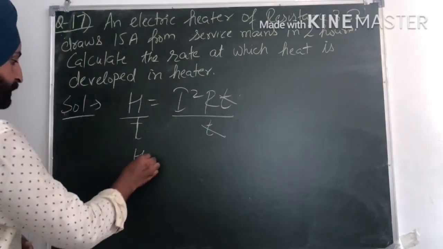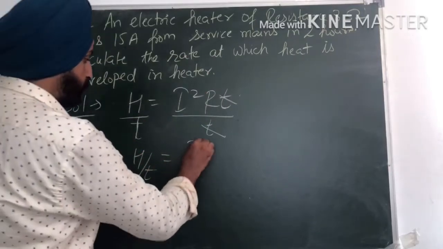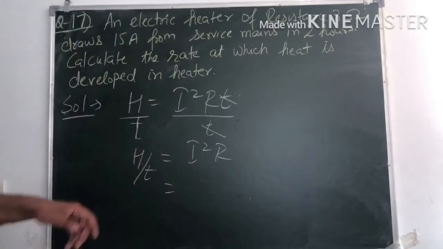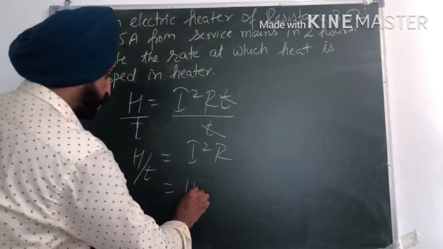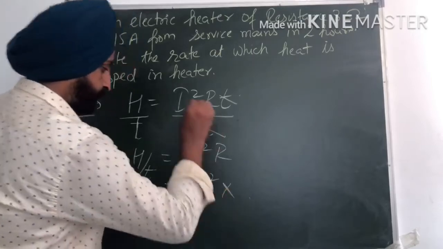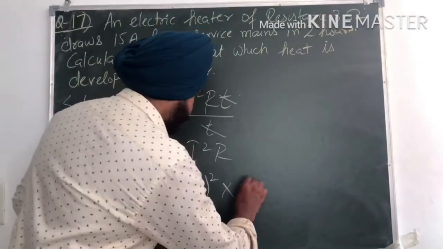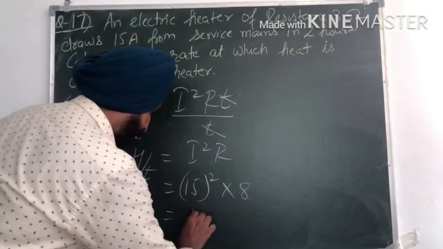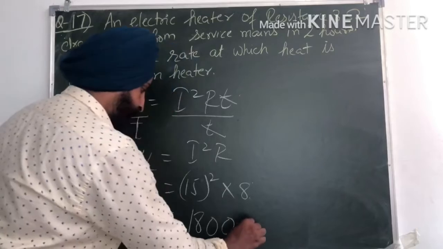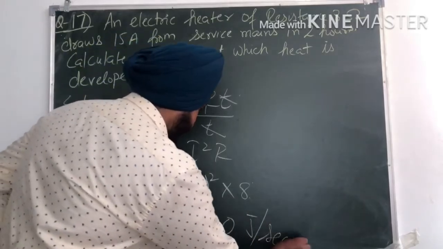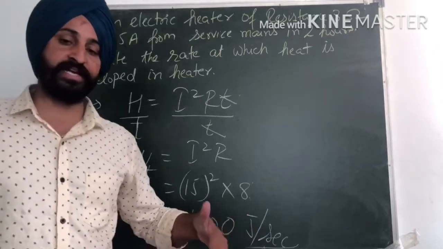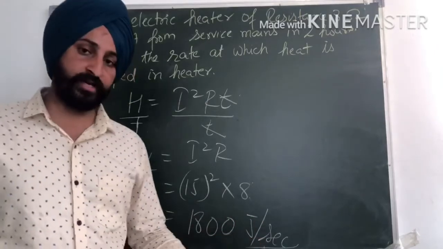So heat per unit time would be equal to I square R. So what is current? Current in this circuit is 15 ampere. So square of 15 into resistance. So resistance is 8. So by solving this, you will be left with 1800 joule per second. Fine. So our answer is 1800 joule per second, or we can also say 1800 watt is the answer.